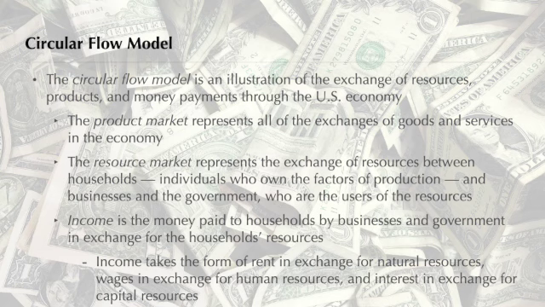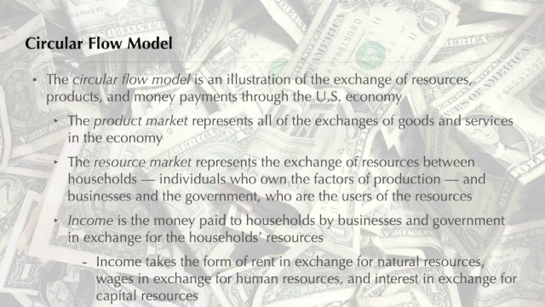The model is a simplified view of how the U.S. economy functions. The circular flow model has two parts. The product market, which represents all of the exchanges of goods and services in the economy. Businesses develop products for sale to both households and the government. Households and the government then pay the businesses for their products.